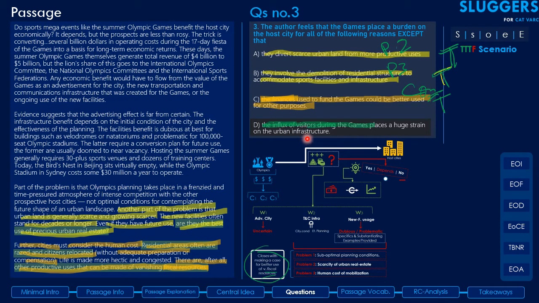Although, note that this idea that the influx of visitors during games does place a huge strain on the urban infrastructure might actually be true in real life. That's fair. That's not a problem at all. But the thing is, we cannot consider anything that comes from outside the purview of the passage. You need to necessarily stick to the content that is given in the passage, even if the option given here might be true in real life. You cannot allow that.